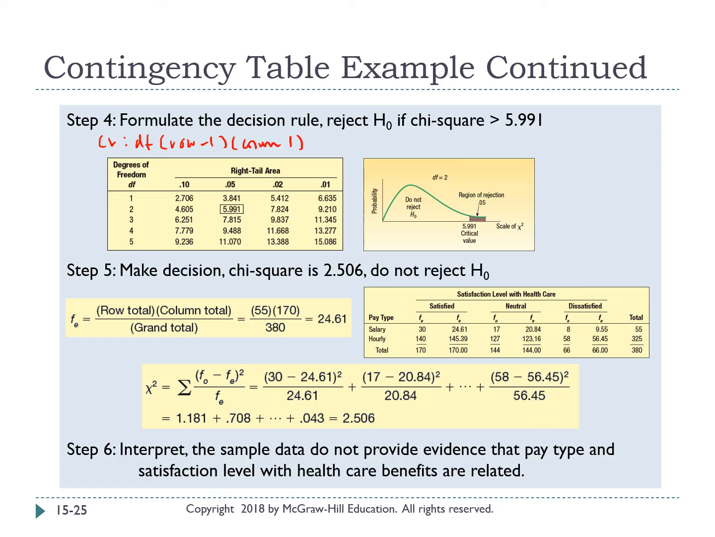What is our row? Row is here, salary and hourly. So you have 2 minus 1 multiplied with the column, which is satisfied, neutral and dissatisfied, so you have 3 minus 1. This will give us the value of 2. We refer to the chi-square table, and with alpha equal to 0.05 this will give us the value of 5.991. Next, you have to draw a diagram and make sure that you plot your CV as the rejection region. Step number 5, we have to make a decision by comparing our CV with the chi-square value.